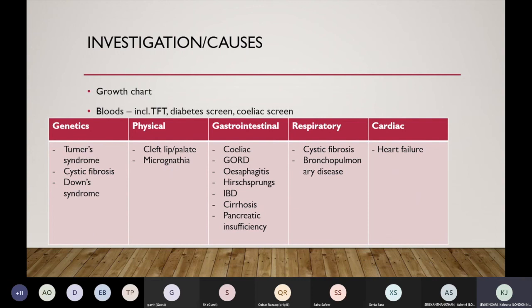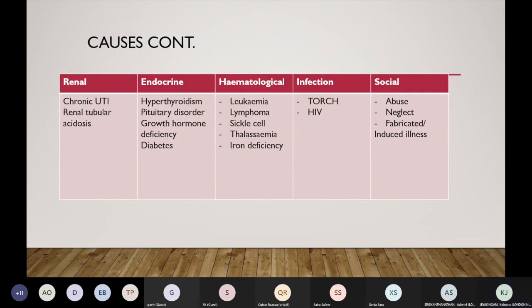Cardiac, again, heart failure. The body needs more energy, it's working much harder, and they might not be getting the energy, or the food is not adequate, and that might be the reason. Renal, like chronic UTI, renal tubular acidosis. Endocrine: hyperthyroidism, pituitary disorders, growth hormone deficiency, and diabetes.